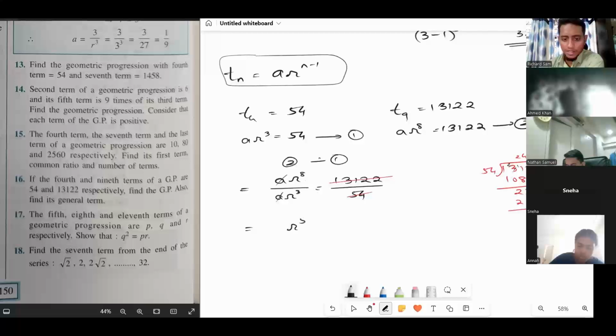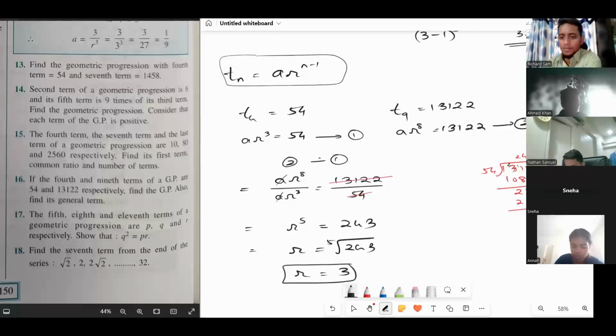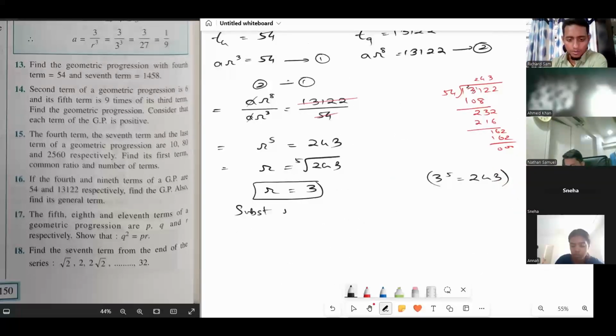So what we're getting here is R raised to 5 is equal to 243. Okay, so we can find R by doing the fifth root of 243. Does it have a fifth root? Is it 3? Okay, so R is equal to 3. Fifth root means 3 raised to 5 will be 243. So substitute the value of R in equation 1.